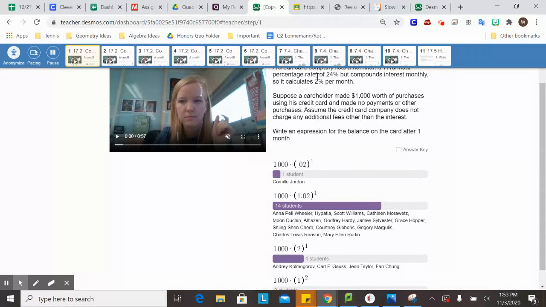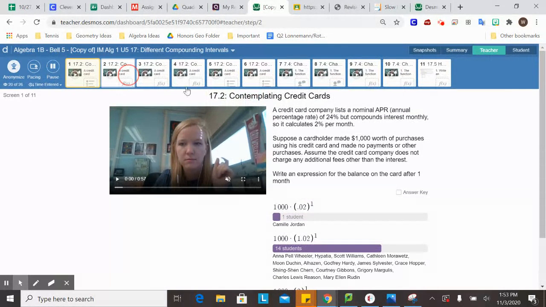And then we take my 2% monthly and we change it to a decimal, which is 0.02. But we can't just multiply by 0.02 because that would be exponential decay, and the interest is going to add to our $1,000. So that's why it has to be 1.02. And then the 1 up in the exponent represents the 1 month. So great job to everyone that got that right.